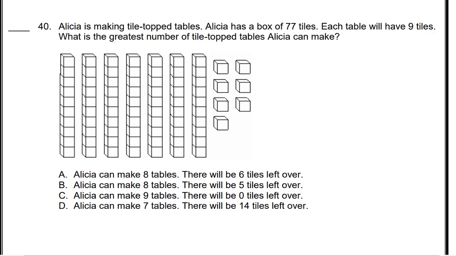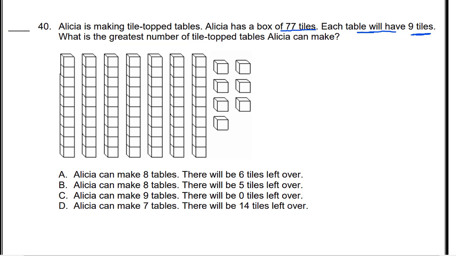Alicia is making tile-topped tables. Alicia has a box of 77 tiles. Each table will have 9 tiles. So I will stop here and we will try to understand the data that we have now. We have a box of 77 tiles. So this is the total number of tiles that we have. And each table will have 9 tiles. So we need to distribute the 77 into 9 groups.